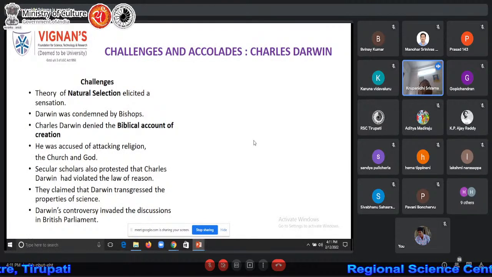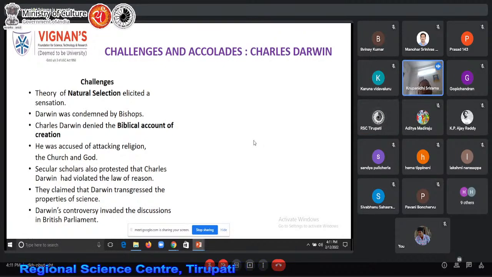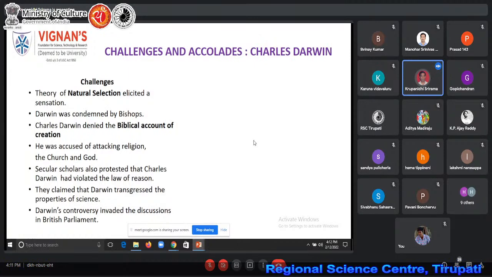So this theory of natural selection elicited a sensation. Darwin was condemned by the contemporary bishops. Charles Darwin denied the biblical account of creation, because evolution never believes in creation. Okay, he was accused of attacking religion, because religion, everyone says we're all the children of God. So he was accused of attacking religion, the church, and God. Secular scholars also protested that Charles Darwin had violated the law of creation, the law of reason. They claimed that Darwin transgressed the properties of science.